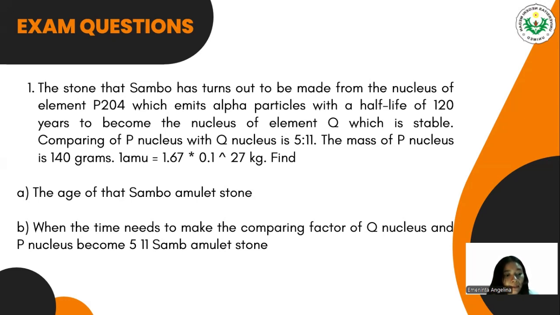Find A, the age of that sample amulet stone, and B, when the time needs to make the comparing factor of Q nucleus and P nucleus to become 5 over 11 of some amulet stone.